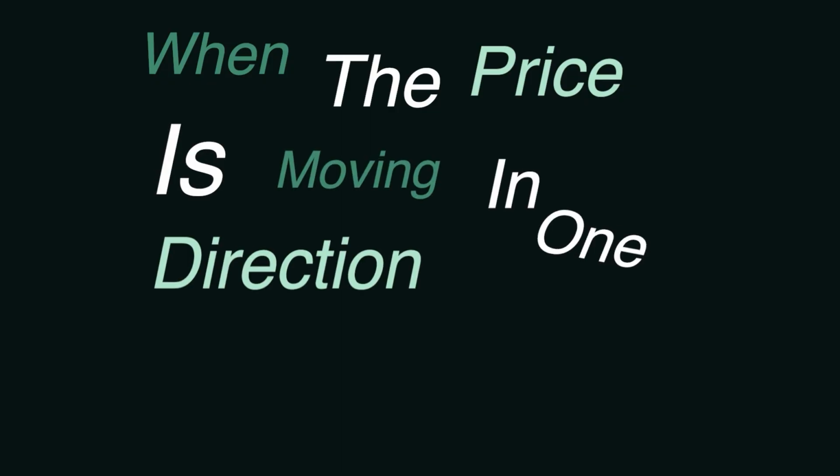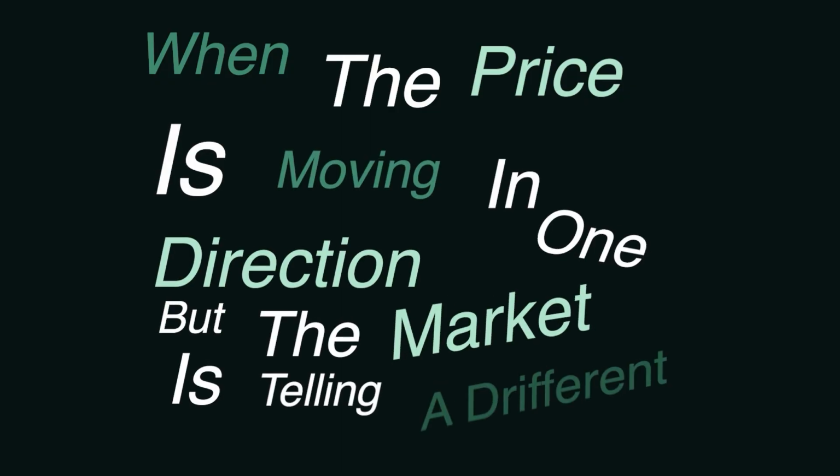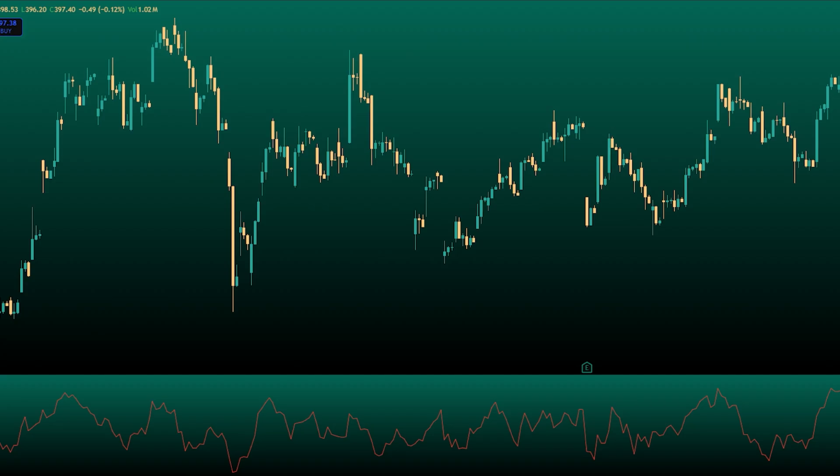Divergence. When the price is moving in one direction, but the market is telling a different story. When price makes a lower low, but the indicator, ultimate oscillator, makes a higher low, this is a bullish divergence. It signals that selling pressure is weakening and price may move higher. When price makes a higher high, but the indicator makes a lower high, this is a bearish divergence. It signals that the buying pressure is weakening and the price may move lower.